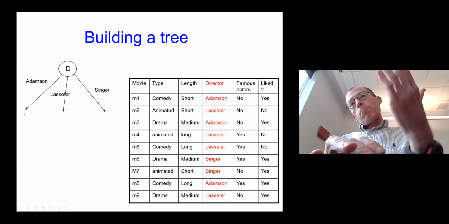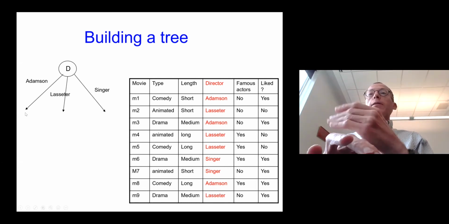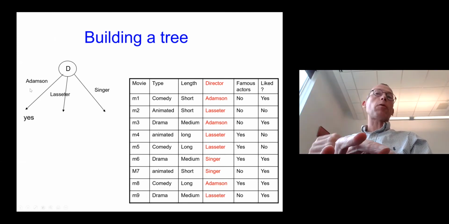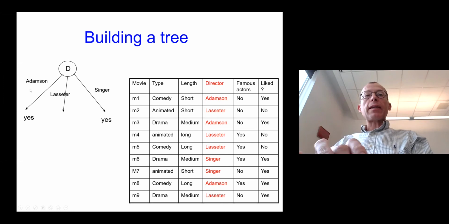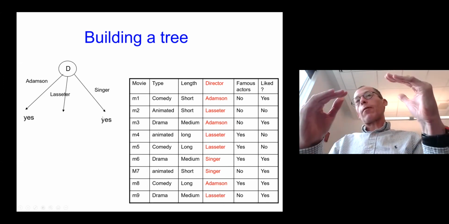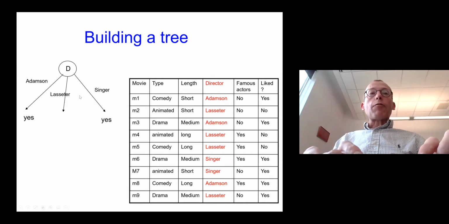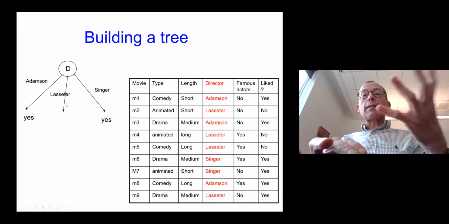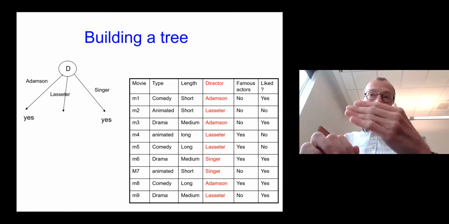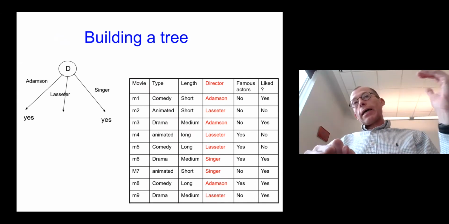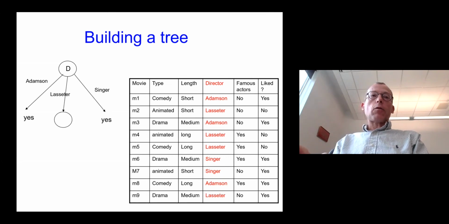Now we basically take all these samples and run the algorithm again, and we see that all of the Adamson samples, I like their movies. All of the Singer ones, I also like them. So we stop. We said if all the labels are the same, we stop, and in this case, yes. For Elastitor, I have some that I liked and some that I didn't like, so I have to continue with the algorithm, identify another attribute, and do the same recursive call. Here we don't know, and we need to find a new question.